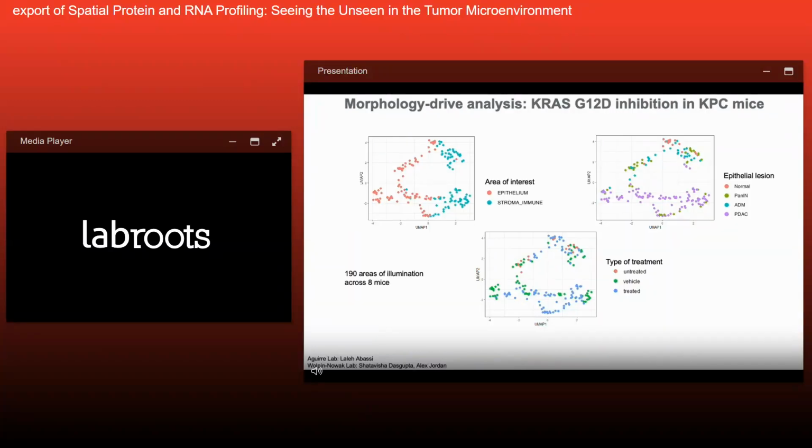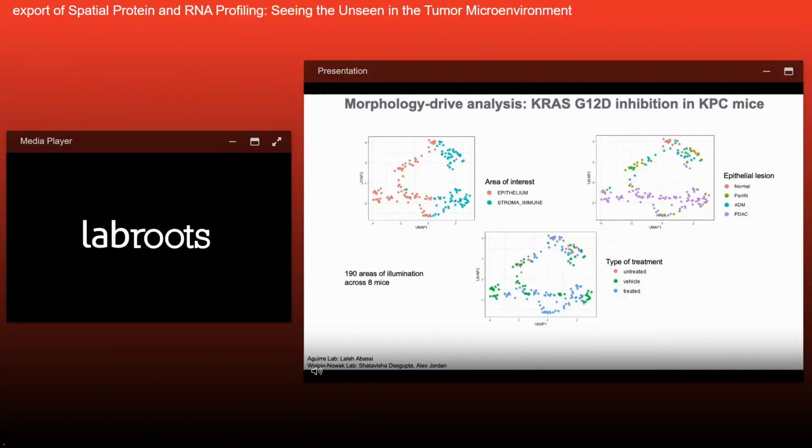And here's an example of what some of the data look like from this segmentation approach. In the upper left, we're plotting about 200 areas of illumination across 8 mice. And as we expect, one of the major axes of differentiation here is whether the areas of illumination have come from epithelial regions or from stromal and immune areas.